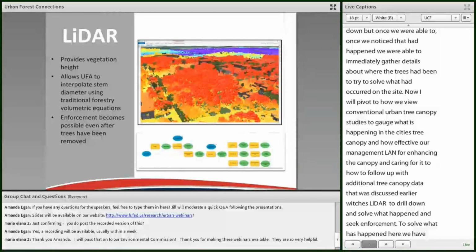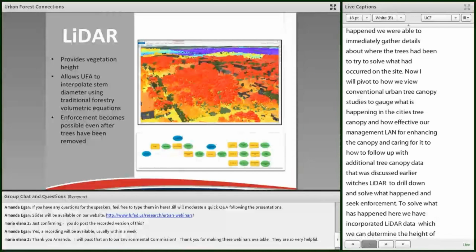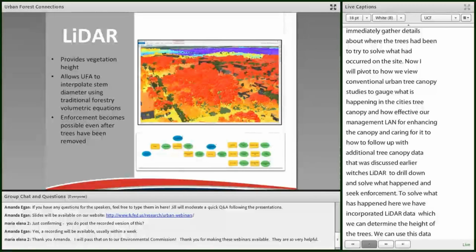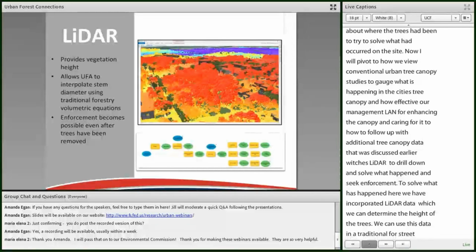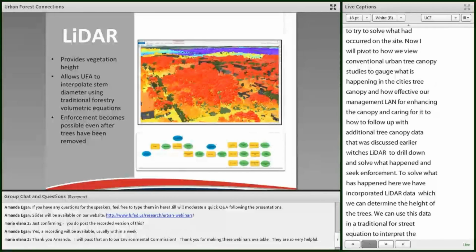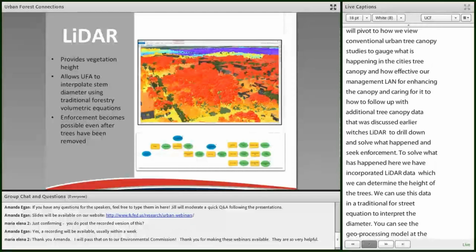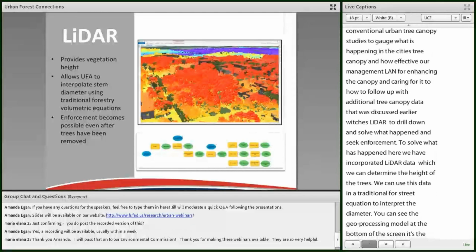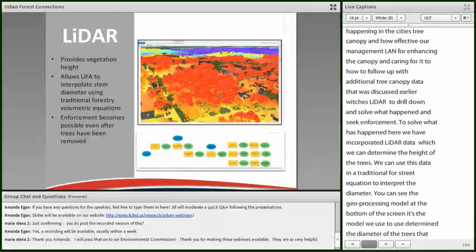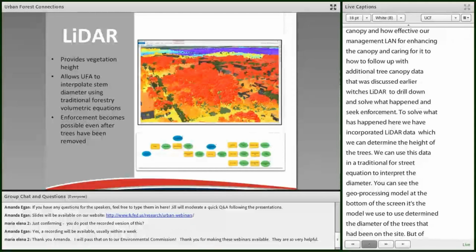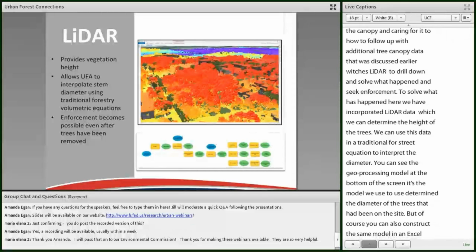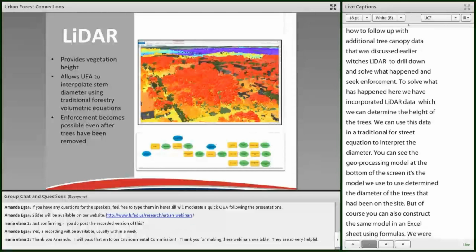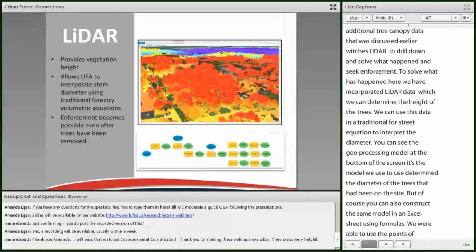And we can use this height data in a traditional forestry trunk taper equation to interpolate the diameter. And you see that little geoprocessing model at the bottom of the screen is the model we used to determine the diameter of the trees that had been on the site. But of course, you can also just construct that same model in an Excel sheet using very basic formulas. And so we were able to use the LIDAR points. Those are vegetation-only points that you're looking at, to accurately interpolate the diameter of the trees that had been on site.